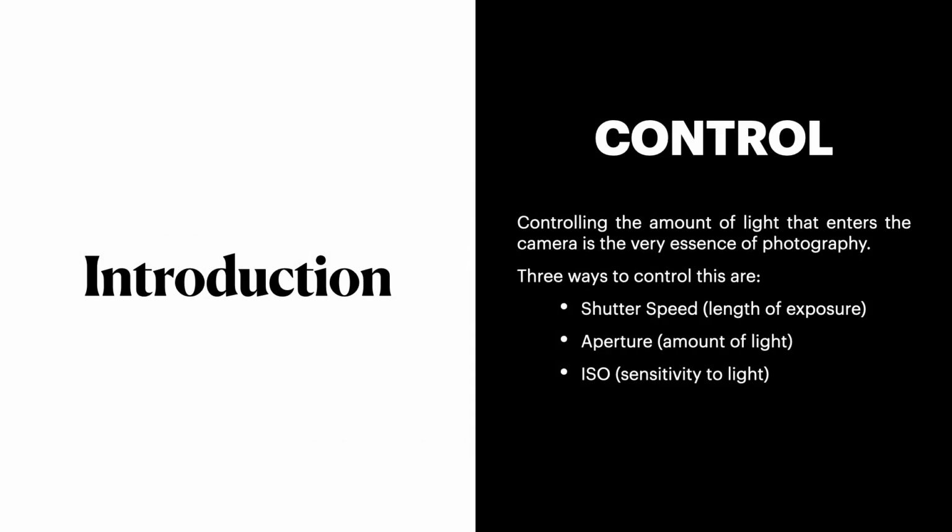As an introduction, of course, control is important for photographers, whether you're a beginner or an advanced photographer, because controlling the amount of light that enters the camera is the very essence of photography. As we've already gone over, storytelling is a huge part of your ability to become a better photographer, because no matter what medium you're using as a creative visual artist, you are going to need to tell stories. You are going to need to communicate. With photography, the way that you communicate is through light, through photos.